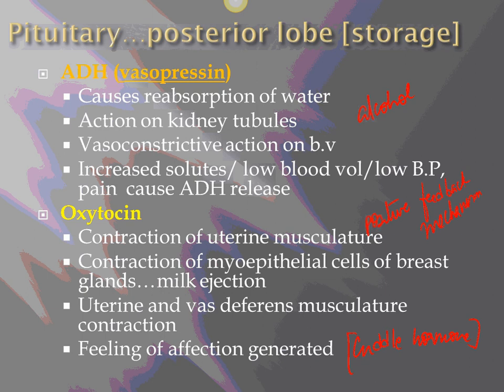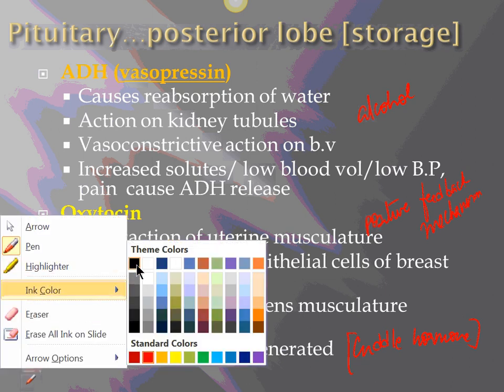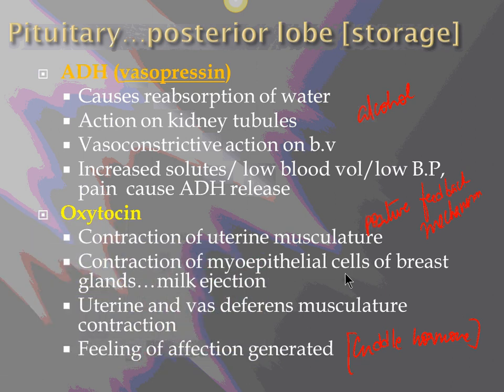So whenever you feel very affectionate and intimate, then a lot of oxytocin is released. That's why it's called the love hormone or the cuddle hormone. It also causes contraction of the myoepithelial cells of the breast. So during lactation, oxytocin causes these tiny cells which surround the glandular tissue to contract, and it causes ejection of milk.